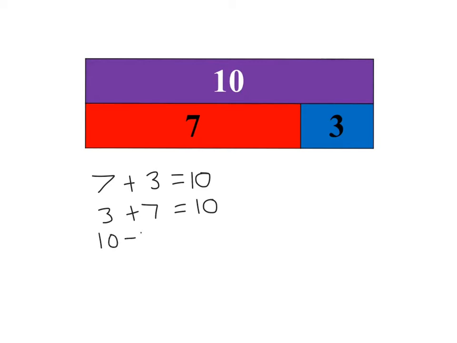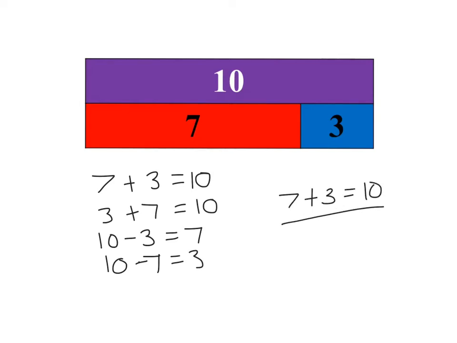10 take away 3 is 7. Or 10 take away 7 is 3. It really highlights our inverse operations. What I mean by that is when I do 7 add 3 equals 10, if I do it backwards, 10 take away 3 equals 7.